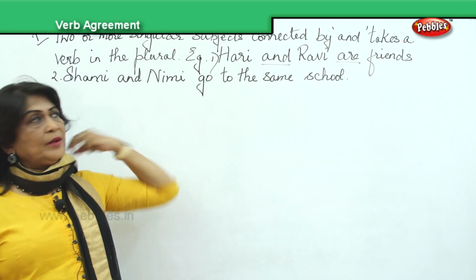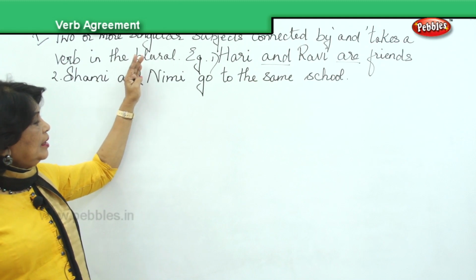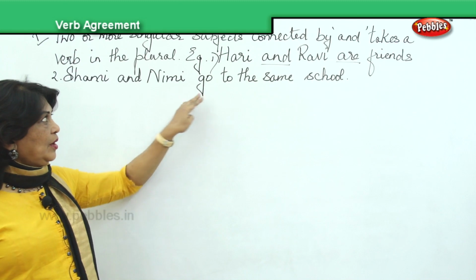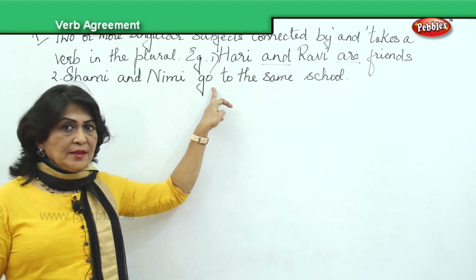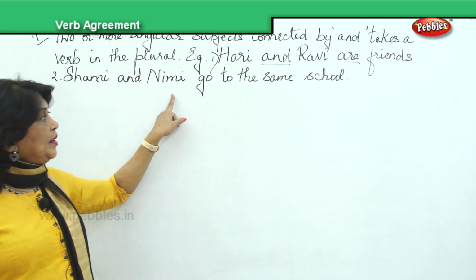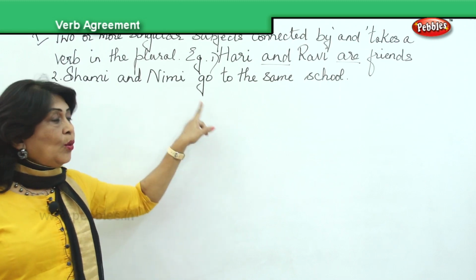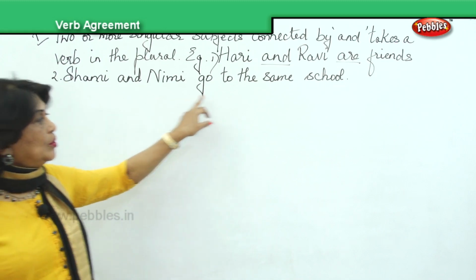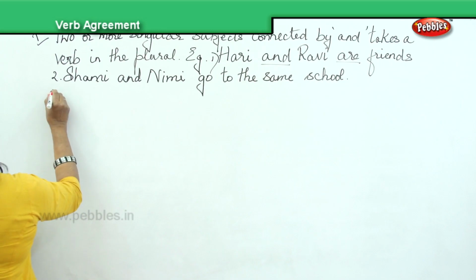What is the singular verb for go? Goes. So, if I just say Nimmi goes to the same school, I use the verb in the singular form. Goes is the singular form of go. But Shammi and Nimmi, I can't say goes to the same school, we say go to the same school. Okay, Shammi and Nimmi go to the same school. There are some more examples.